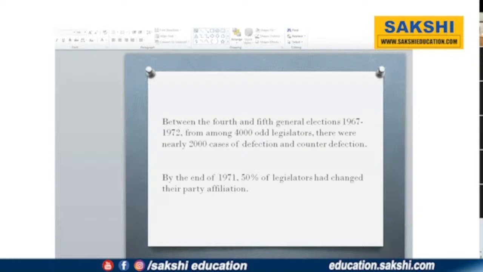And within this span of time, there were around 2 years where Bihar drifted into a political crisis. Sorry, and presidential rule was imposed. So here, from the fourth general elections onwards, the concept of defection has come into prominence.